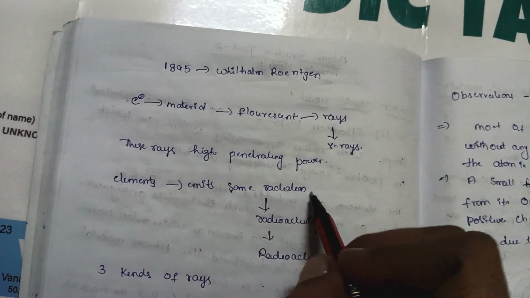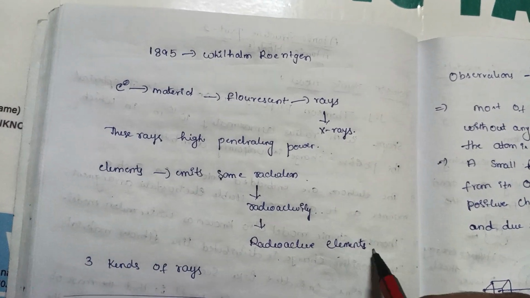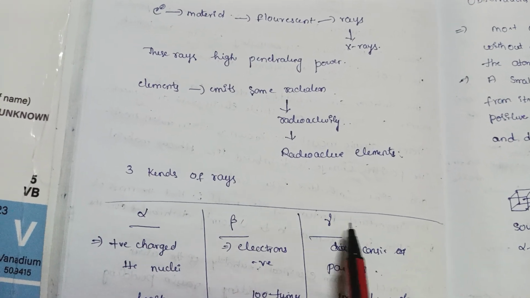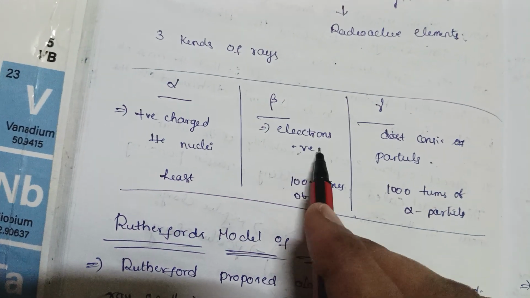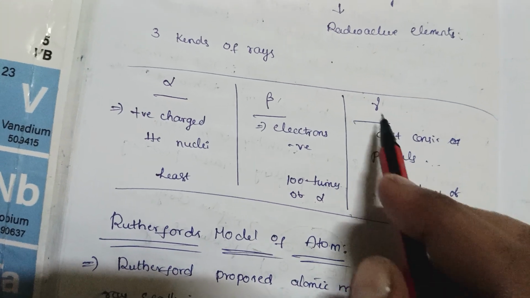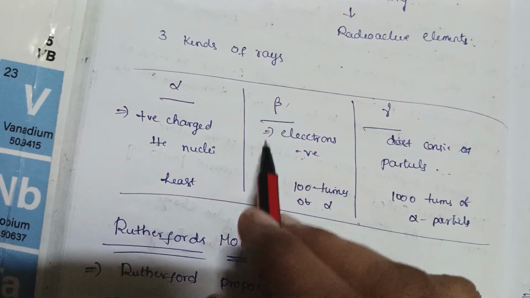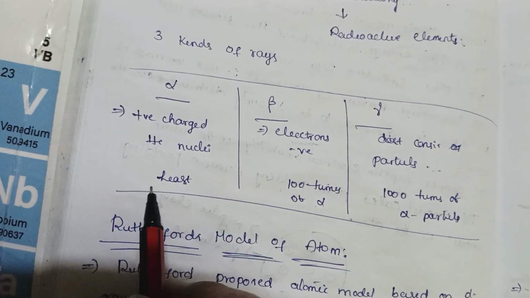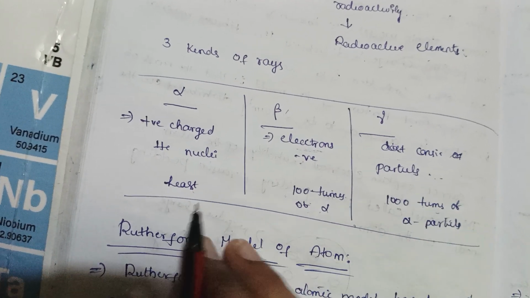These rays have high penetrating power. Some elements emit radiation. This is called radioactivity, and these elements are called radioactive elements. Three kinds of rays are present: alpha, beta and gamma. Alpha particles have positive charge, beta particles have negative charge, and gamma rays do not consist of particles. Alpha particles are like helium nuclei, and beta particles are like electrons. Alpha particles have the least penetrating power, then beta, then gamma.